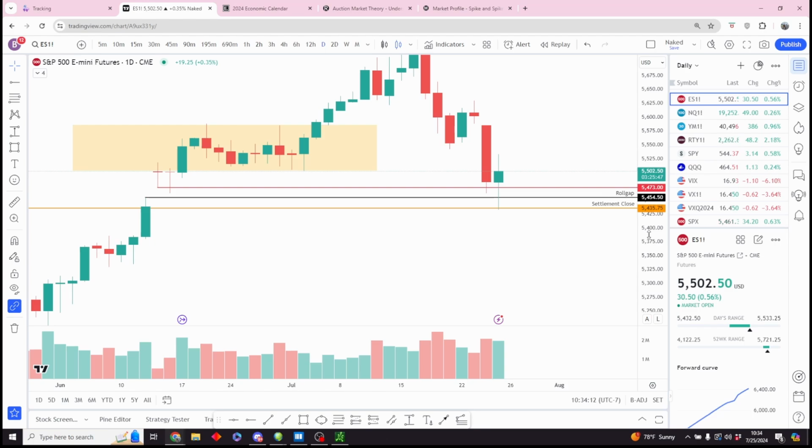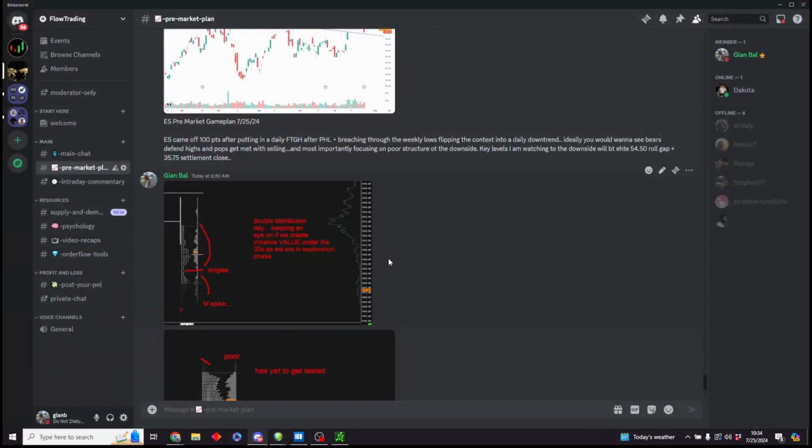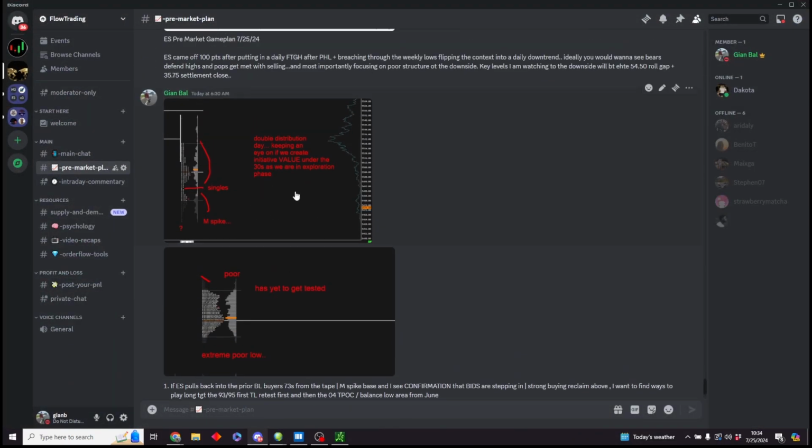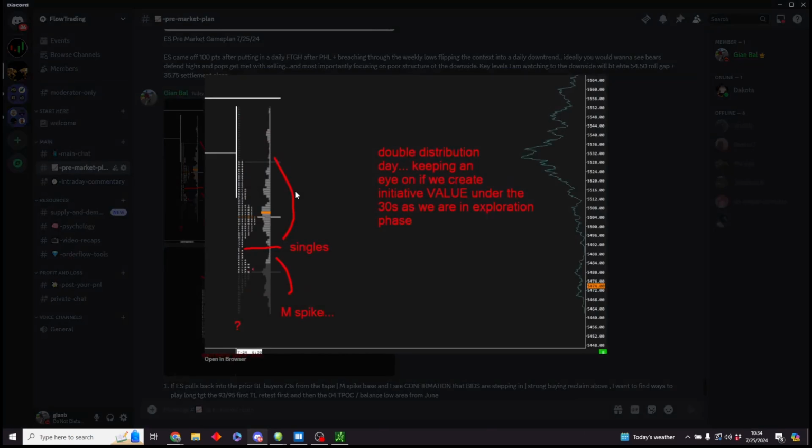It doesn't have to work out right away, but they tend to act as magnets and can be used as nice areas of interest to target or speculate that they'll get filled. To show the visual and explain what I was seeing: yesterday was a double distribution day, but my main watch was this 30s value area, because the 30s come from the POC of June's balance.